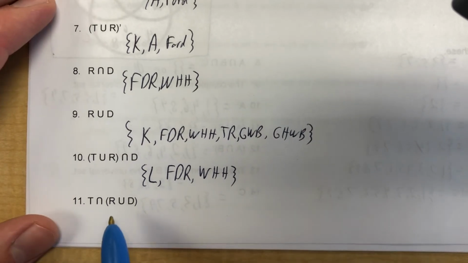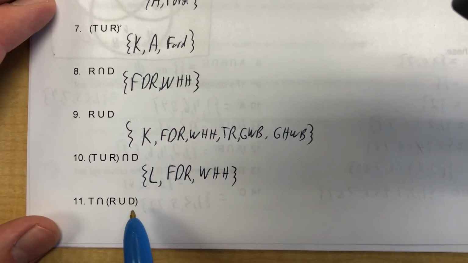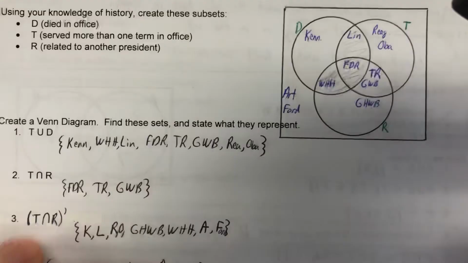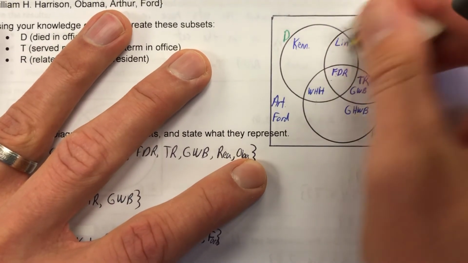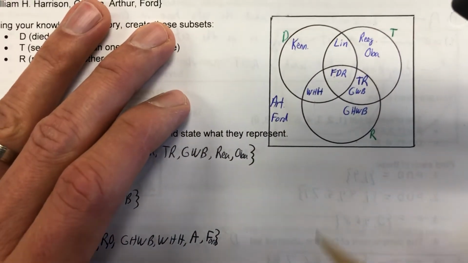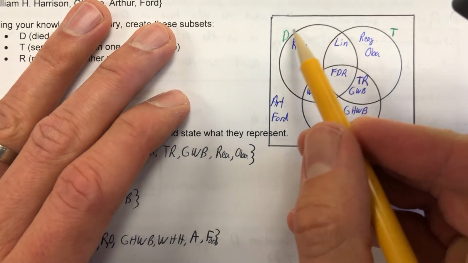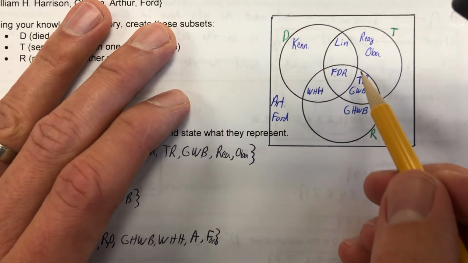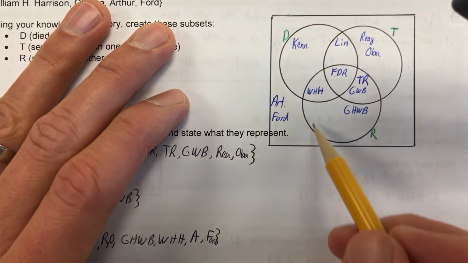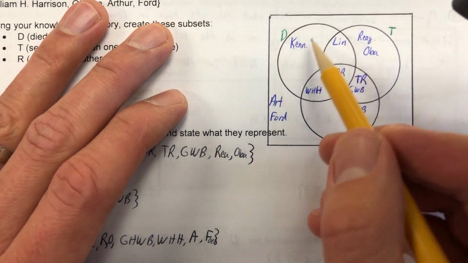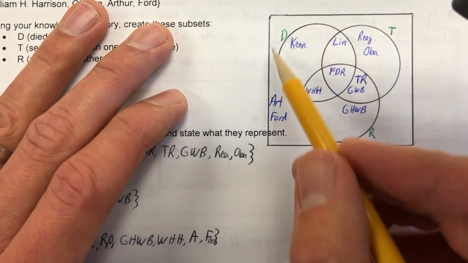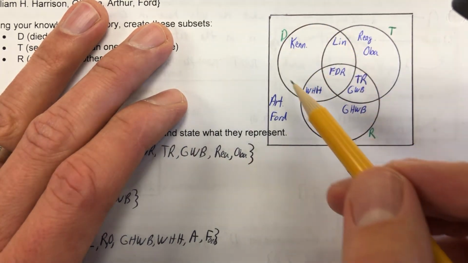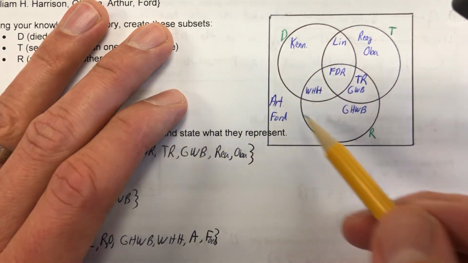Okay, one more. R union D. So let's go back up here. Let's erase our light pencil work. R union D. That would be all these right here. So everything in the R circle, everything in the D circle, we'd list them all together. Oh, look, it's Kennedy, Lincoln, FDR, Harrison, both Bushes, and Roosevelt. So all of it.